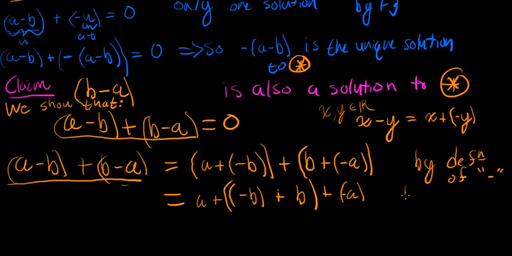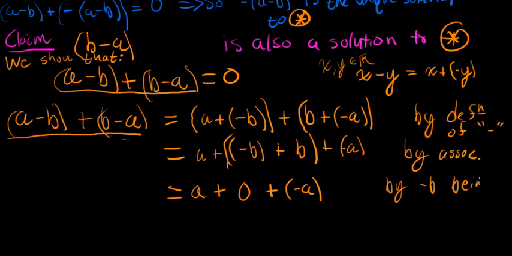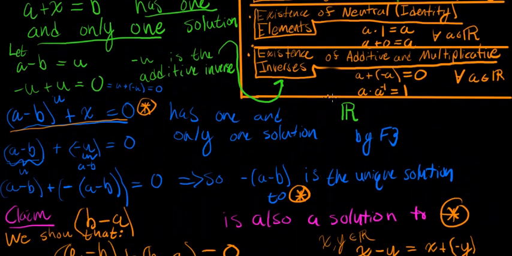So now we can group this like this. This is by associativity. And since negative b is the additive inverse of b, that negative b plus b is equal to 0. So a plus 0 plus negative a. So this statement equals a plus 0 plus negative a. And this is by negative b being the additive inverse of b.